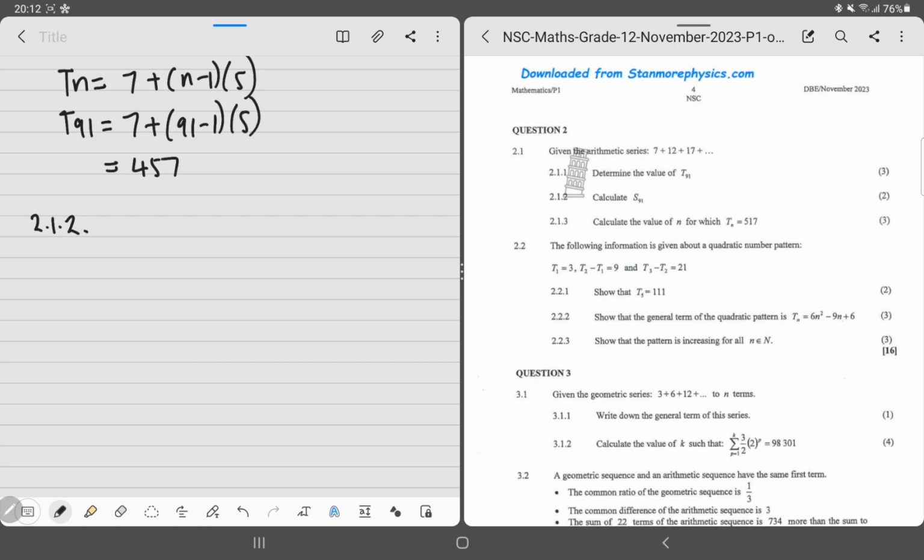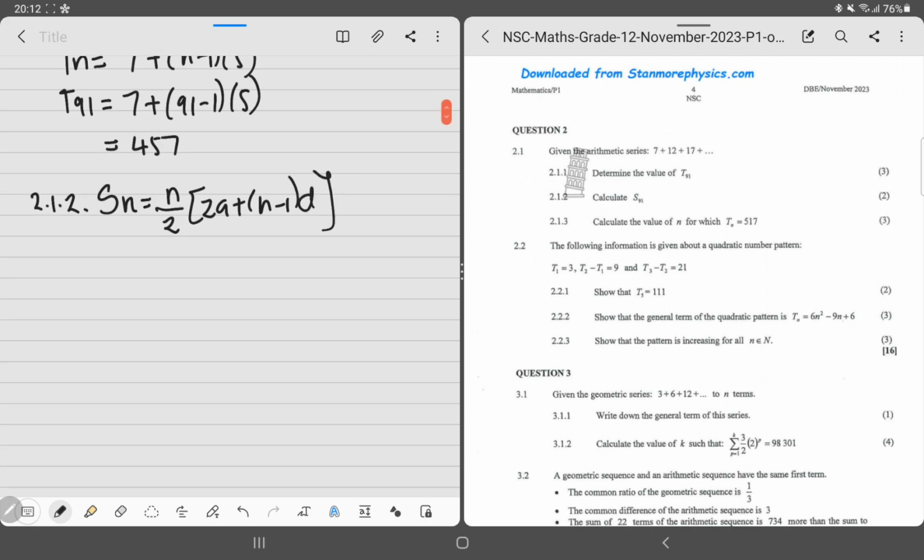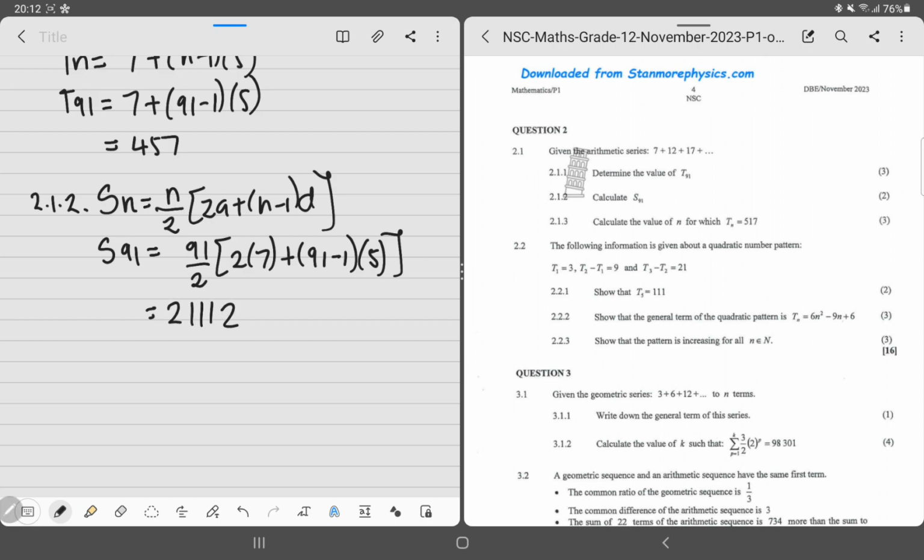2.1.2, calculate the sum of the 91 terms. So Sn should be equal to n over 2, (2a plus (n minus 1) multiplied by d). That's the formula to calculate the sum of an arithmetic series. 91 over 2, (2 times 7, plus (91 minus 1) times 5). So I'm getting 21112.